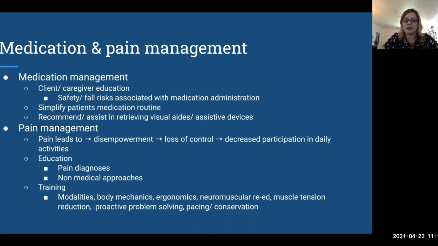In close relation, OTs assist with pain management. Pain can lead to disempowerment or a loss of control, which then will decrease their participation in activities.